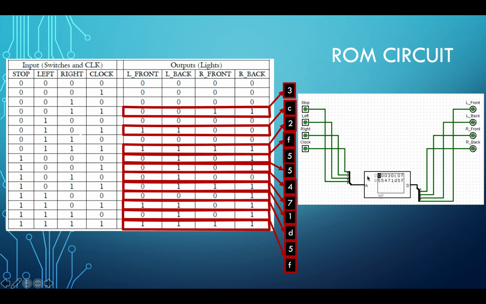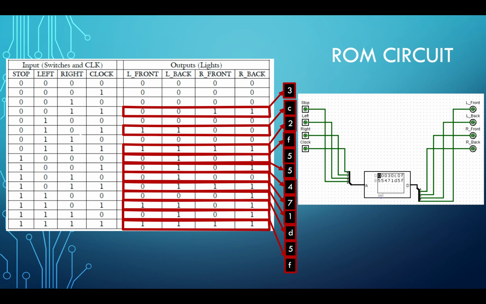And something important to know is that we need to understand what the least significant bit is. In this case, it's the clock. It's the 0. It means that it's going to be on the right. And this also applies to the output. The least significant bit is going to be the right back.